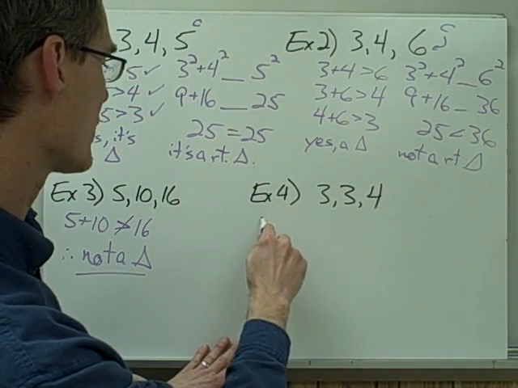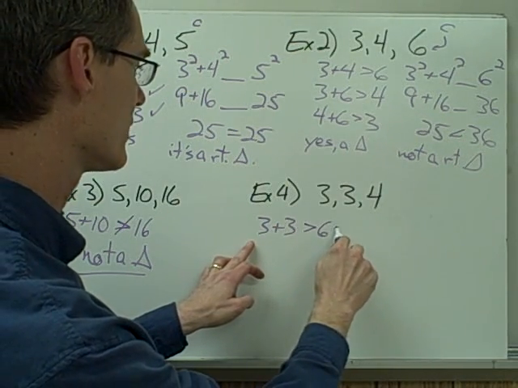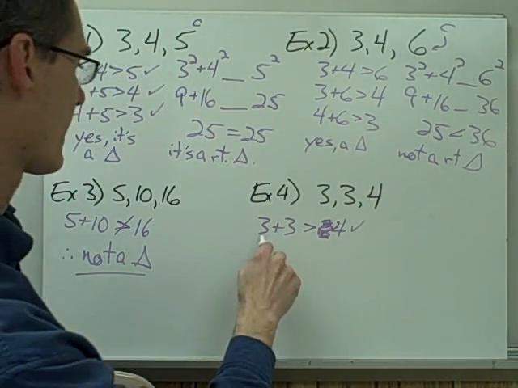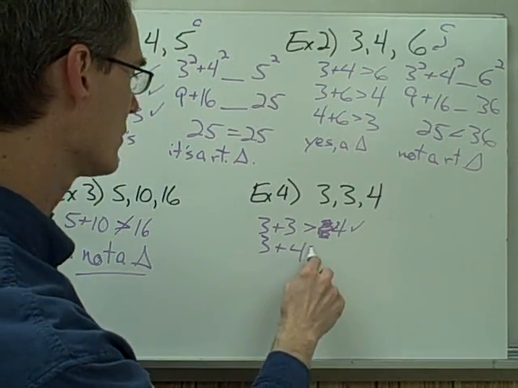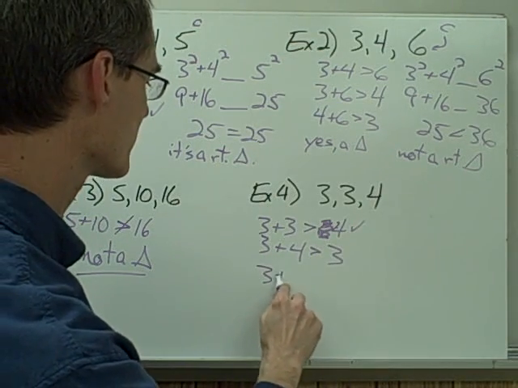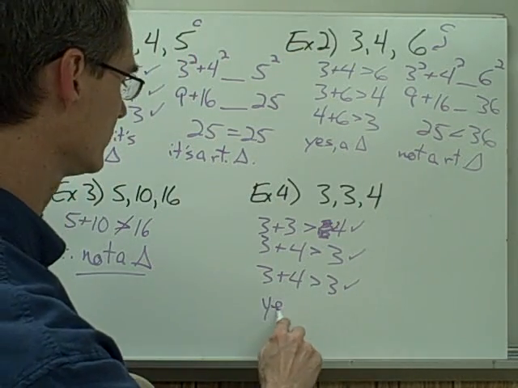Example number 4, is this a triangle? Let's see, 3 plus 3, that's 6, that's greater than 4. 3 plus 4, that's 7, that's greater than 3. And the last one is also 3 plus 4, which is greater than 3. So yes, this is a triangle.